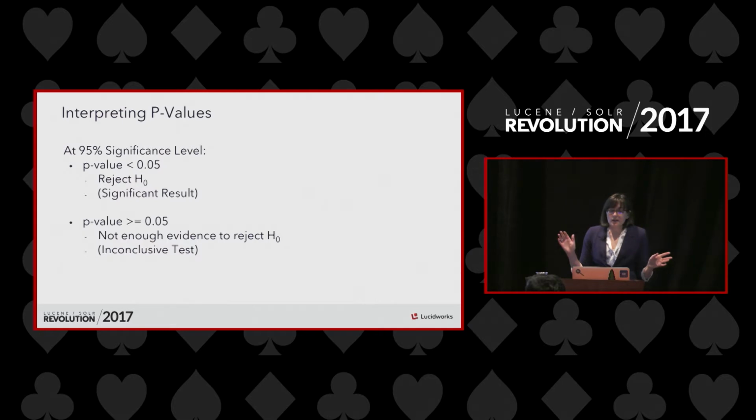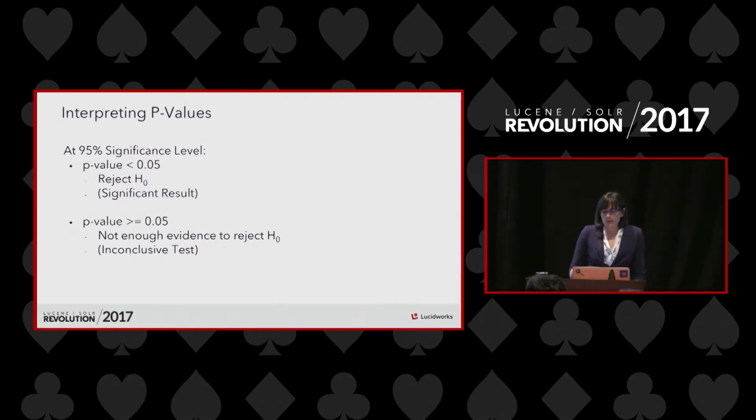So, a more high-level summary, we can use this p-value. If we set the significance level at 95%, we can reject the null hypothesis and say that this is a significant result. But if the p-value is too large, there's not enough evidence to reject the null hypothesis, and the test is inconclusive. So this is the general framework that we use to evaluate our results.